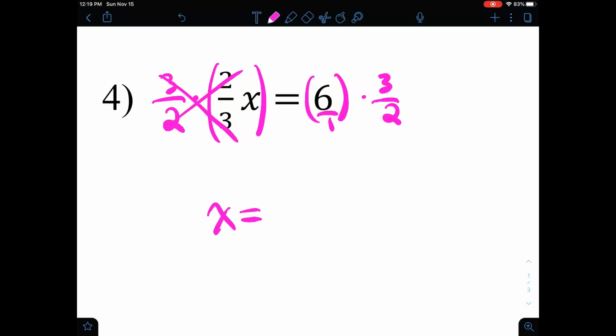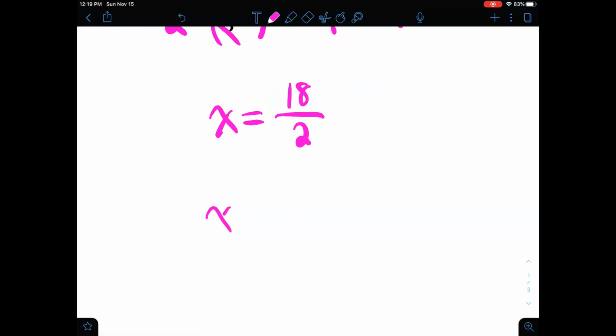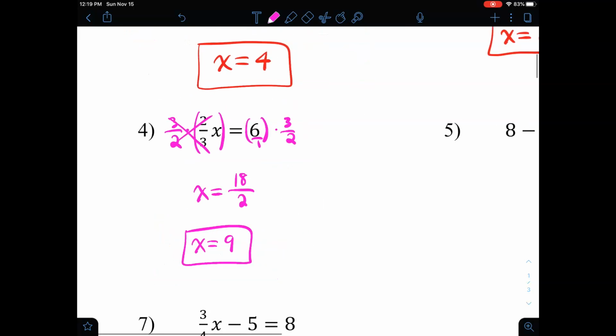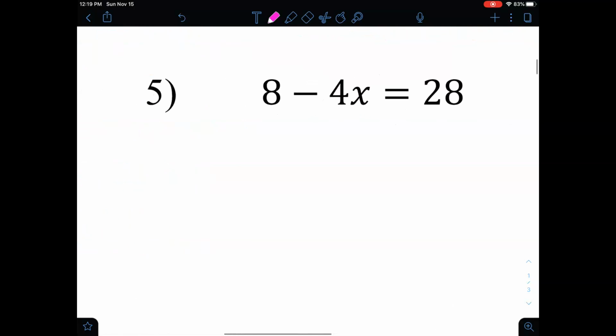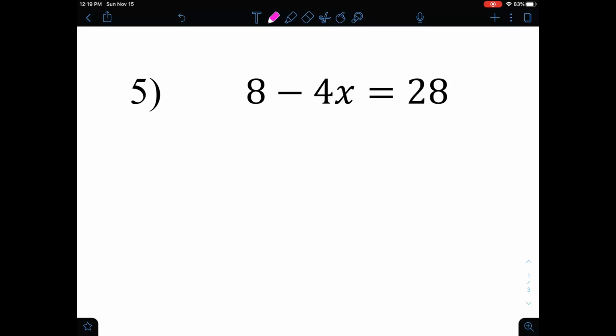We're going to get x is equal to, put the 6 over 1 to multiply straight across. 6 times 3 is 18. 1 times 2 is 2. So x is going to be equal to, 18 divided by 2 is 9. You could have also reduced here and gone 2 goes to 1, 6 goes to 3, and 3 times 3 is 9. If you're comfortable with that, otherwise just go ahead and multiply straight across and then divide at the end. All right, number 5, 8 minus 4x equals 28.